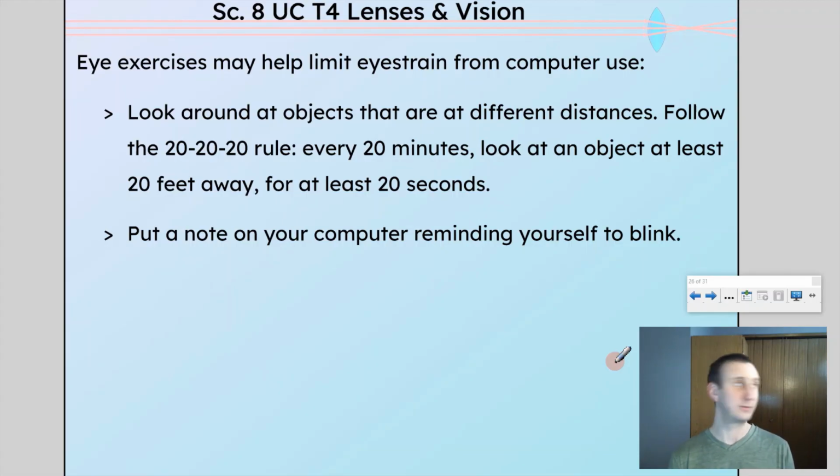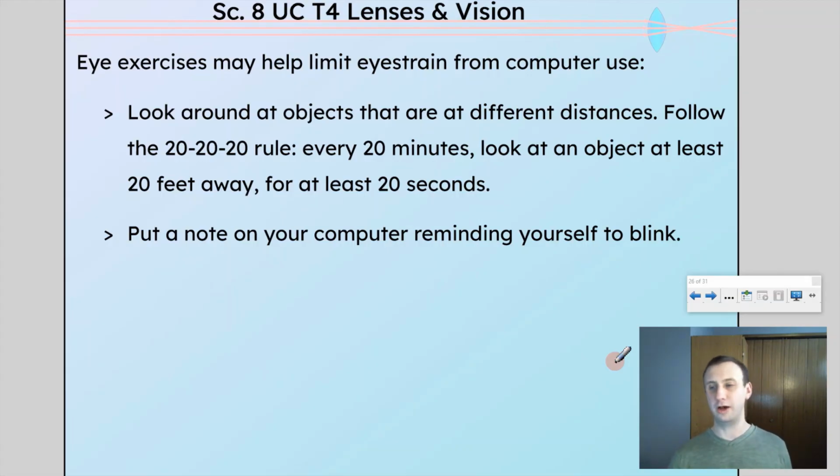So find something that's really far away and look out for at least 20 seconds to allow your lens to change shape as your ciliary muscles relax. So this is great if you were by a window. If you're able to take a look outside through that window at something that's far away for 20 seconds, that would be fantastic. And then the other thing is to not let your eye dry out.